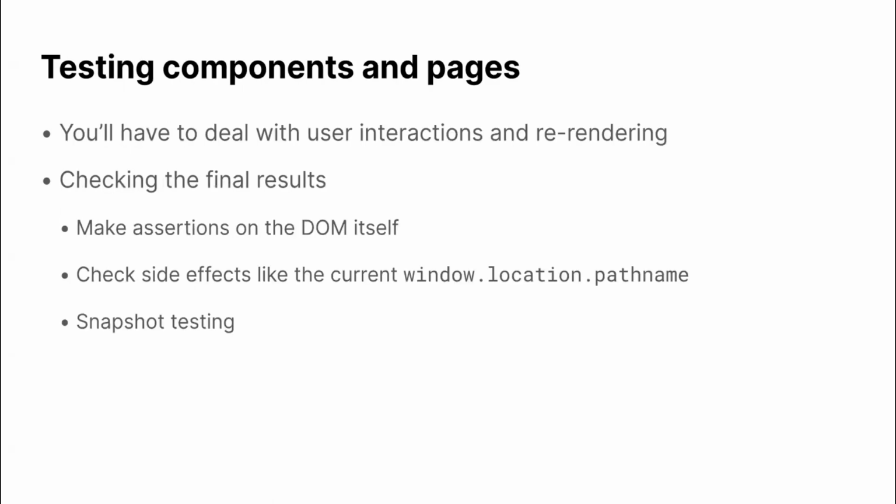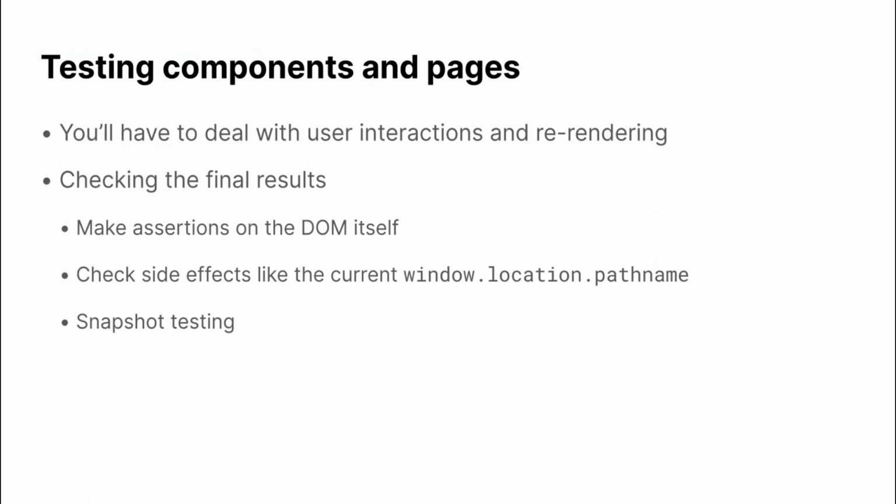So when testing components, compared to the simple test that we did last week, just testing a function, the main things we need to deal with are user interactions and re-rendering, the way that React will take your state changes and then render a new version of the DOM. We'll see that in the example. But I did want to mention just the ways you could make assertions, since we're working now with the DOM, right? We're testing the final results, the stuff that the browser is showing to the user.